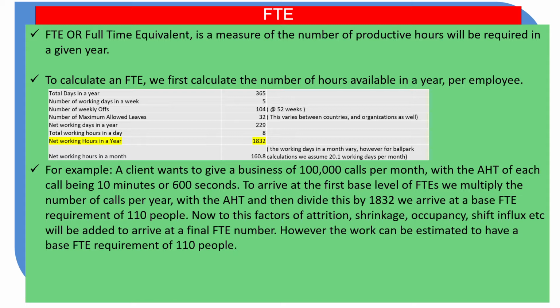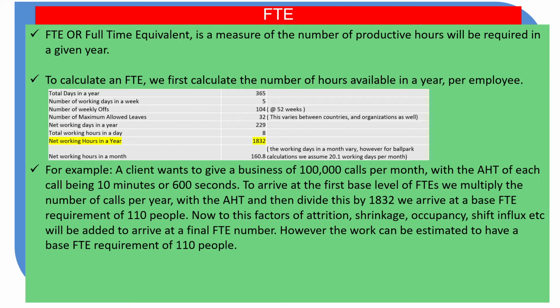Then we assume the maximum leaves that an employee can take. Here we say it is 32. After removing the maximum leaves and weekly offs, we arrive at the total working days as 229. With 8 working hours in a day, this gives us 1832 net working hours in a year. From the net working hours in a year per employee, we then estimate how many full-time employees it will take to get the work done.